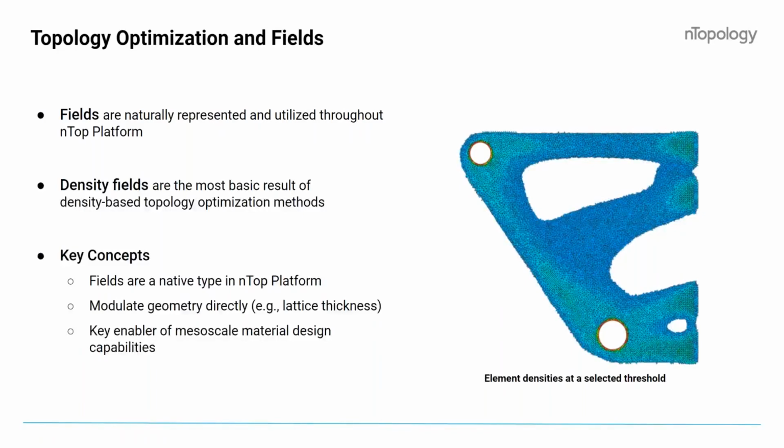The key takeaway here is that this density field is the most basic output, and it's actually a native type in the system. So there are some really nice connection points there and some things you can do with that if it makes sense in your workflow, like being able to modulate geometry directly. I know there have been some other webinars where we saw stress fields driving lattice parameters, and so in theory you could do the same thing with a topology optimization result.